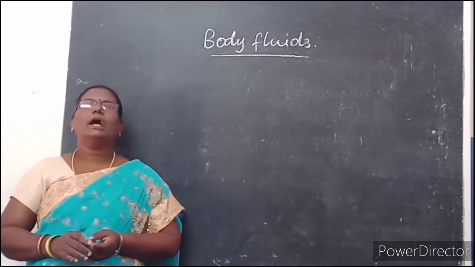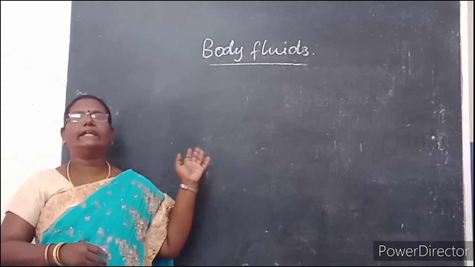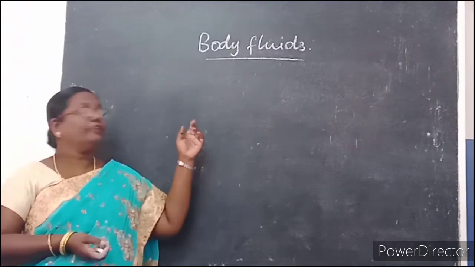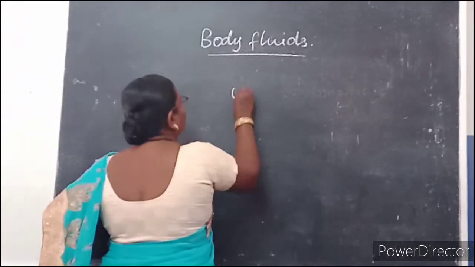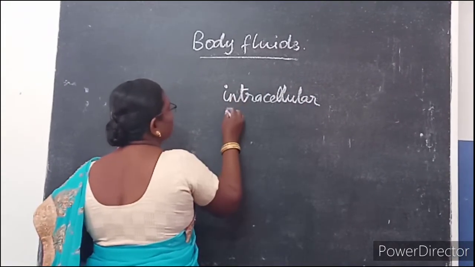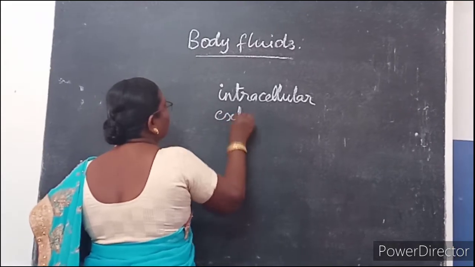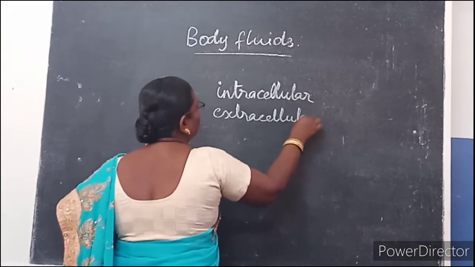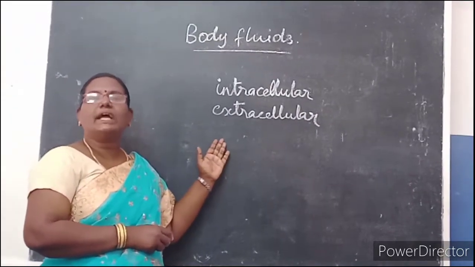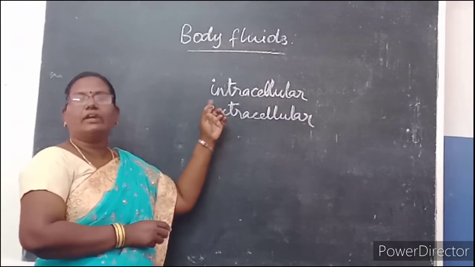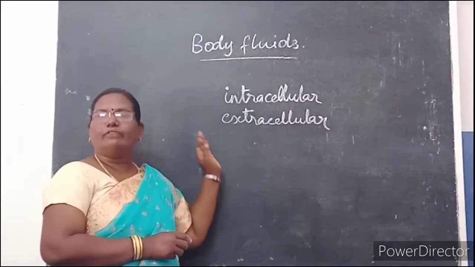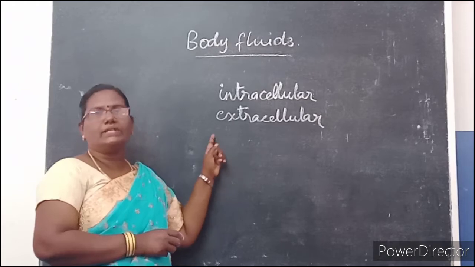Next we learn about the body fluids. Body fluid consists of water and other substances dissolved in it. Body fluids are of two types: intracellular and extracellular. Intra means within, that is, the fluid present inside the cell is known as intracellular. Extracellular means the fluid which is present outside the cell.